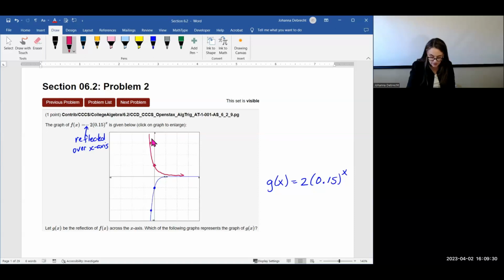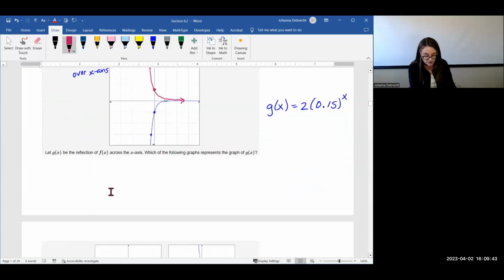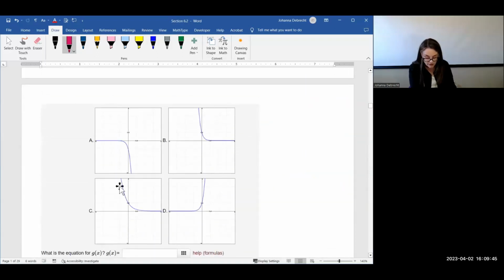And you can see how they mirror each other. So we're looking for a graph that looks like this. It has to go through (0, 2), because the reflective graph went through (0, -2). So we're looking for a graph like that. This one doesn't go through (0, 2). This one does, and this one does.